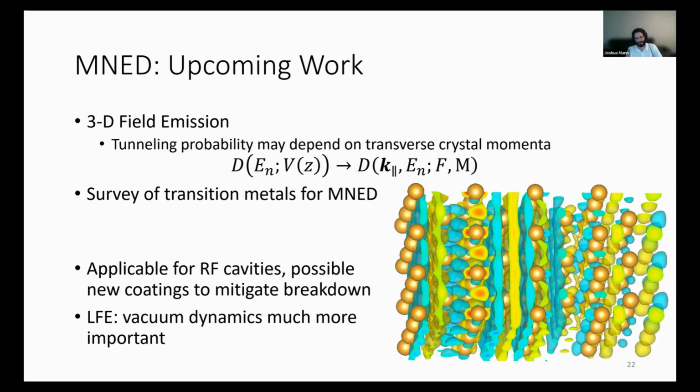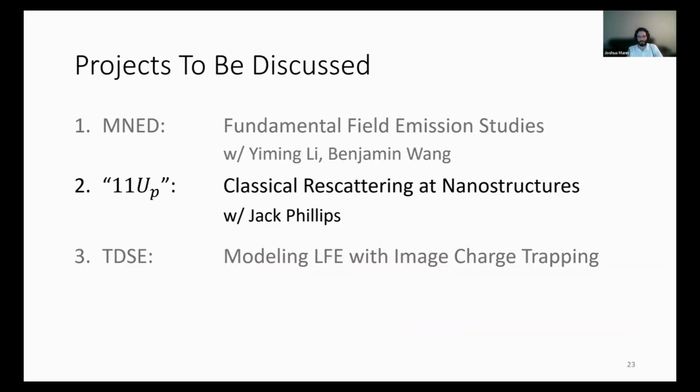It turns out for laser field emission, the vacuum dynamics end up being more important once we get to these very, very high fields. This image charge trapping muddles these details of where your electrons are coming from. So I'll pause there again if there are any questions. I'll give a few seconds.